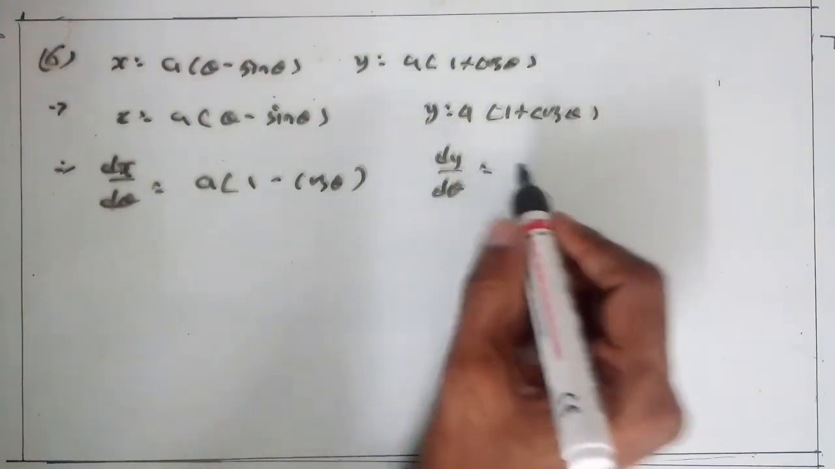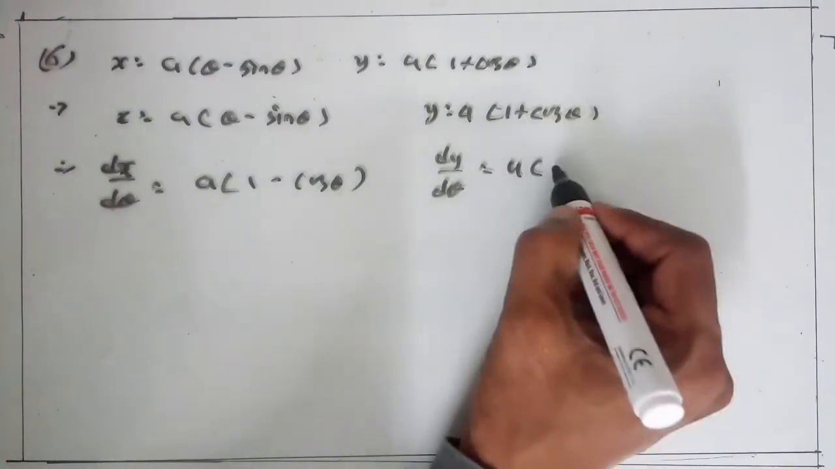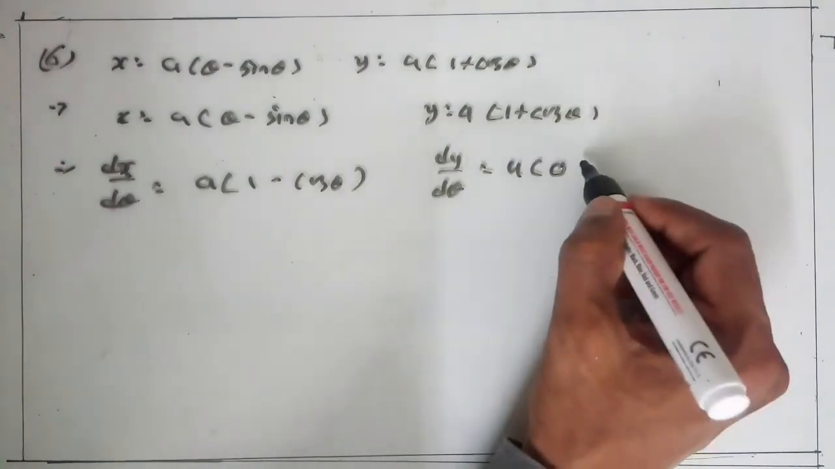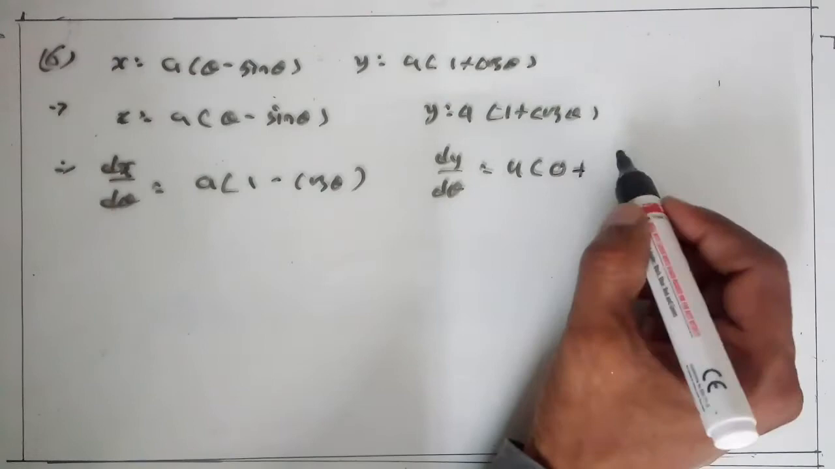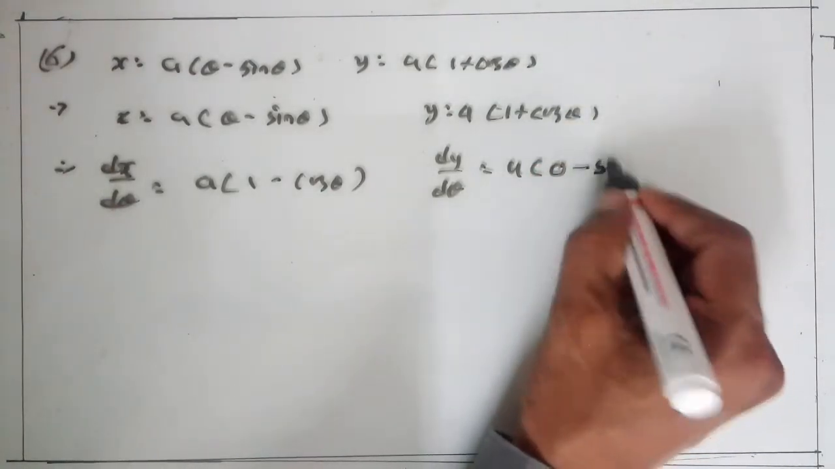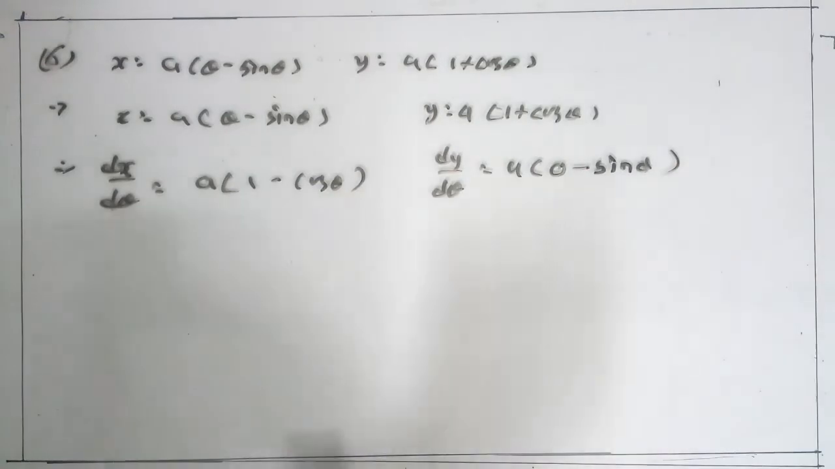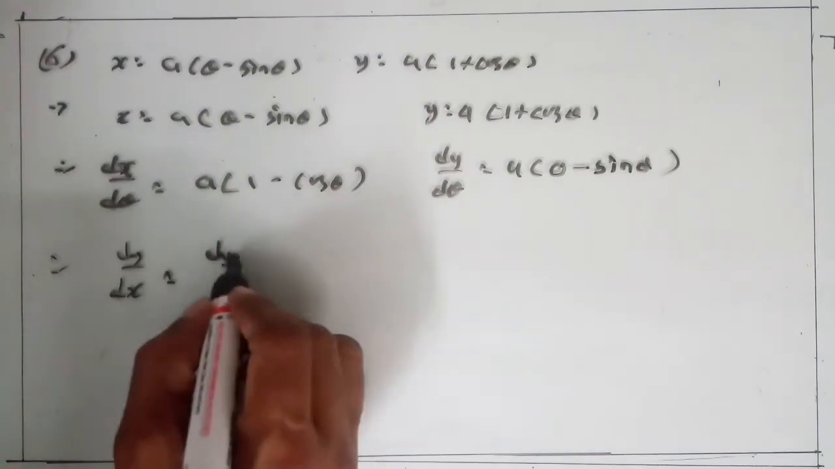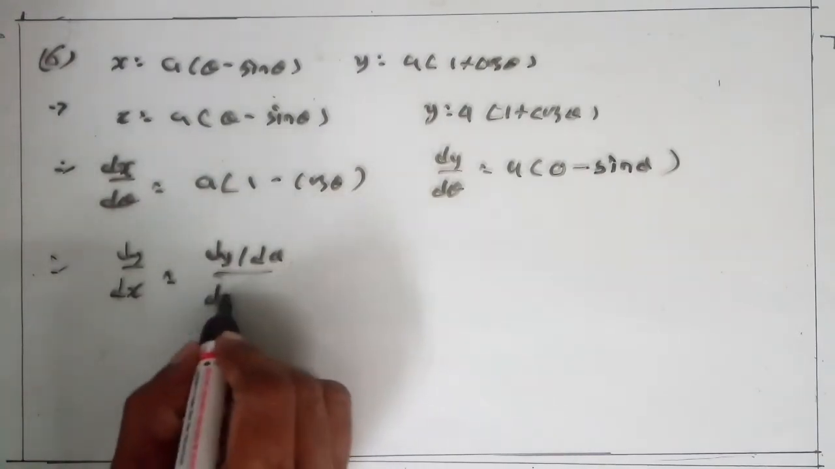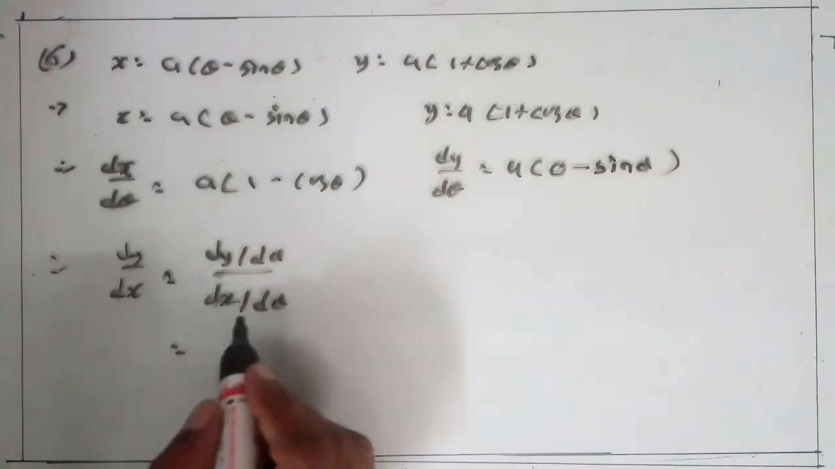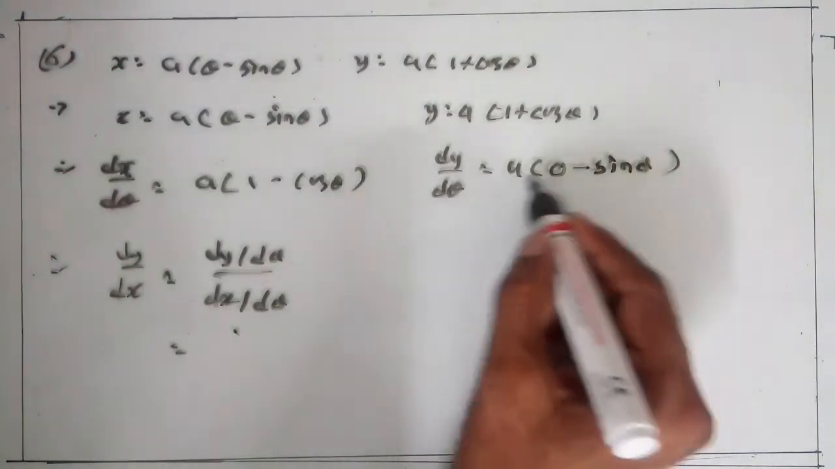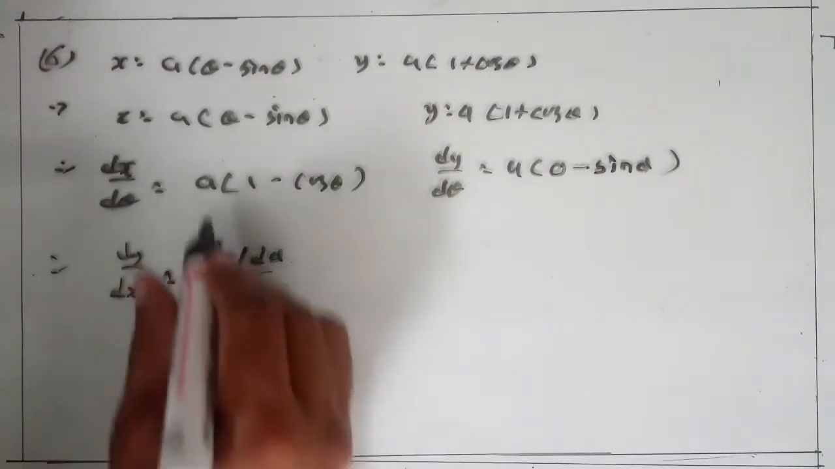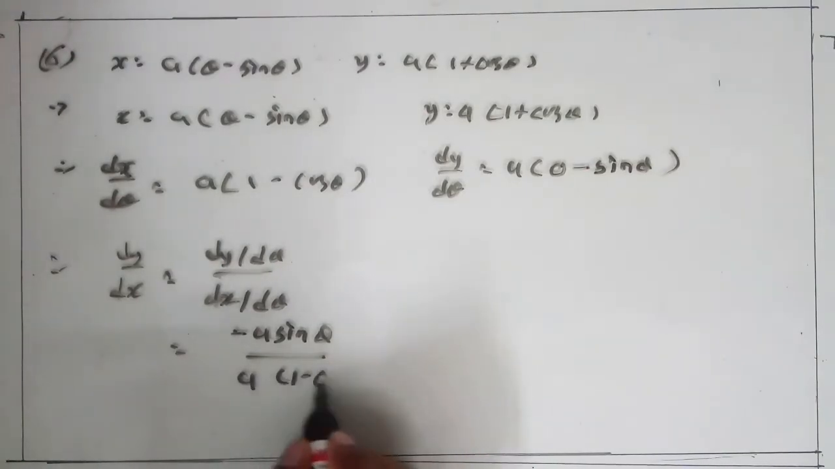So the derivative of y with respect to theta is a into the derivative of 1, which is equal to 0. We know that this is a constant term, and the derivative of a constant term is 0, plus the derivative of cos, which is minus sine theta. Clear? Therefore dy/dx is equal to dy/d theta upon dx/d theta. dy/d theta is a times minus sine theta, which becomes minus a sine theta, upon dx/d theta, which is a into 1 minus cos theta.